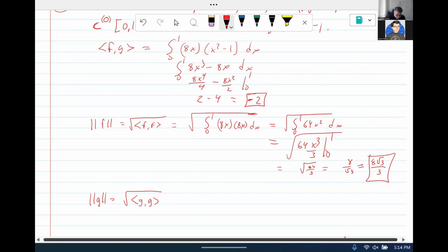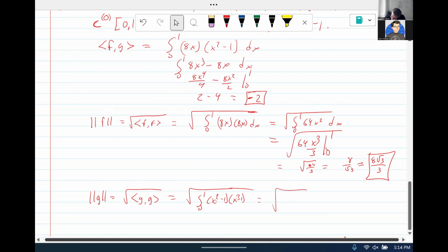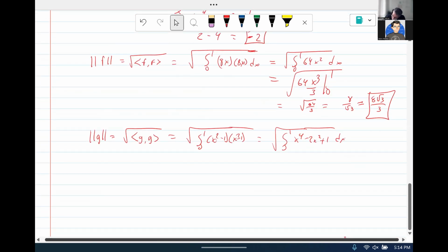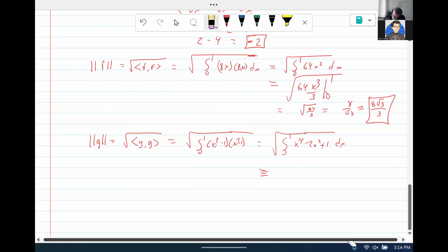Okay, what about g with g? The norm of g. Let's do this one. The square root of the integral from 0 to 1 of x squared minus 1 times itself. That's going to be equal to the square root of the integral from 0 to 1 of x to the fourth minus 2x squared plus 1 dx. Let's integrate this, and then evaluate.